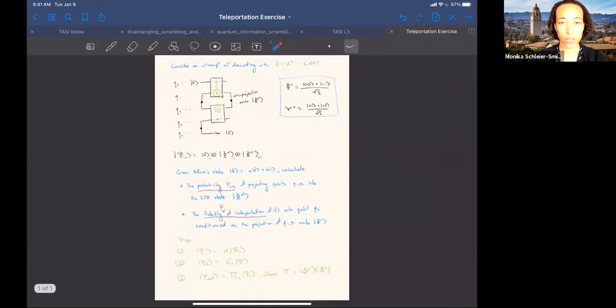I'll keep my screen share, but if you have something to write with, maybe you can try to work through this and not just watch me write. Okay. So what am I going to do? Let me just copy the picture. So I'm going to define some notation. Because we start with, let's say, Q1 and Q2 in this EPR state, 0,0 plus 1,1 over root 2.